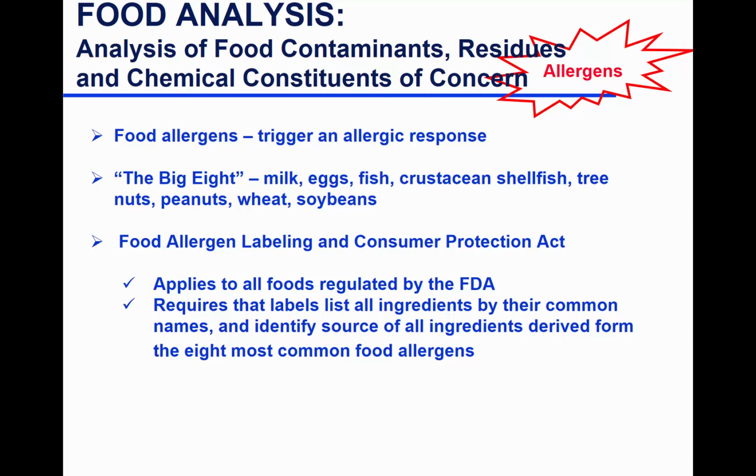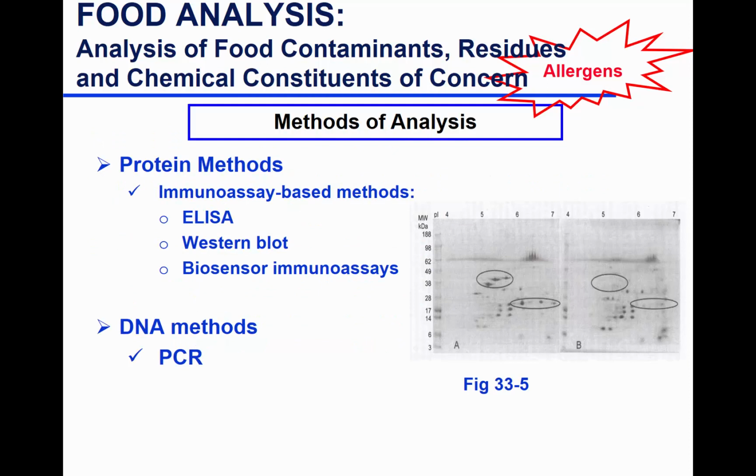The most recalls in packaged food are due to the presence of allergens. So they are really a problem. Because allergens are proteins, they are measured using protein methods. So we can do ELISA, Western blot for a common qualitative method, or biosensor.